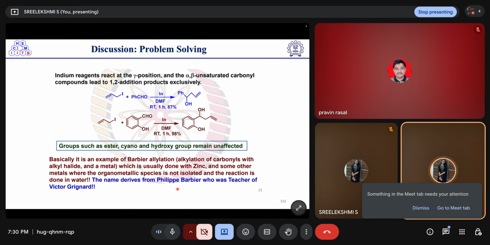So here, if we see what is happening, this is attacking over this aldehyde and we are getting this particular compound. So indium reagents react at the gamma position, and alpha beta unsaturated carbonyl compounds lead to the 1,2 addition product exclusively. So if we consider this aldehyde, only 1,2 addition is happening. So allyl attack is happening at the 1,2 position using indium to give this type of compounds.